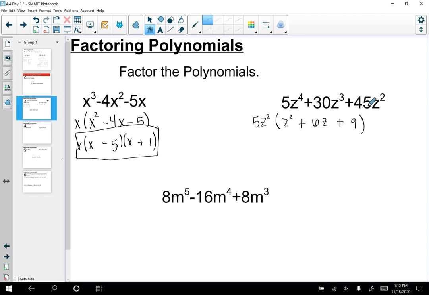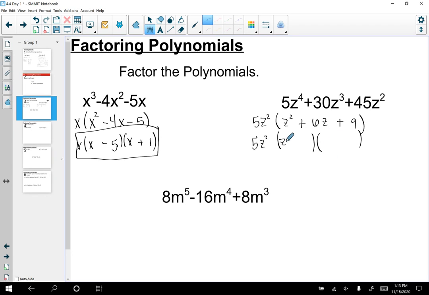So I factored a 5z squared out of all three terms. And again, now I'm left with a nice z squared, which I can factor. So I get 5z squared, and then this I know what to do with, right?